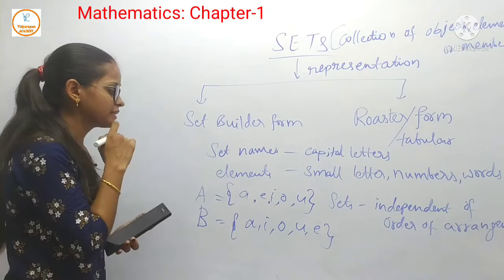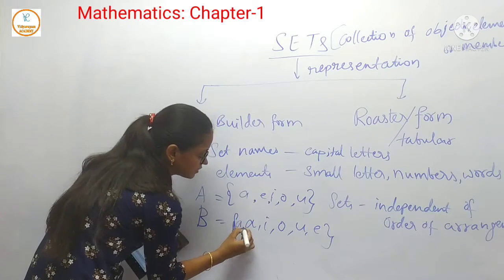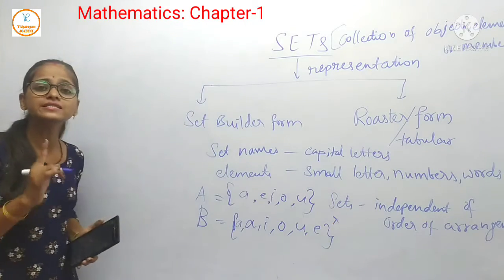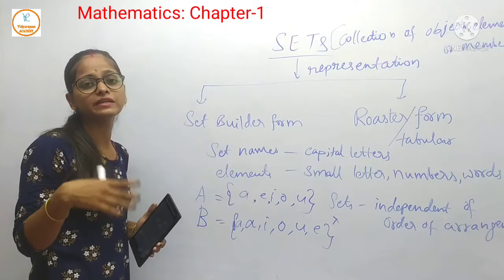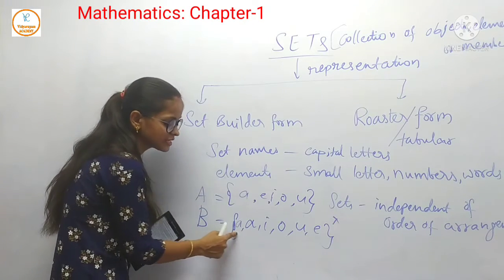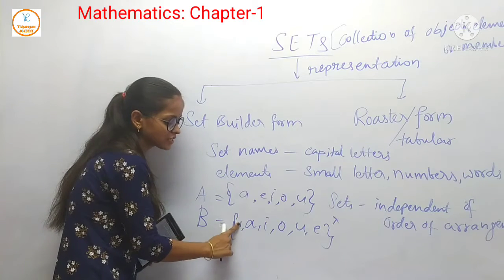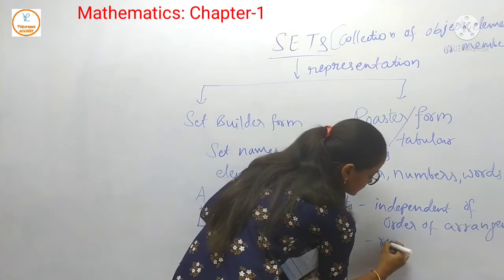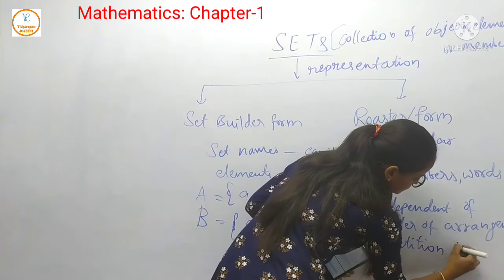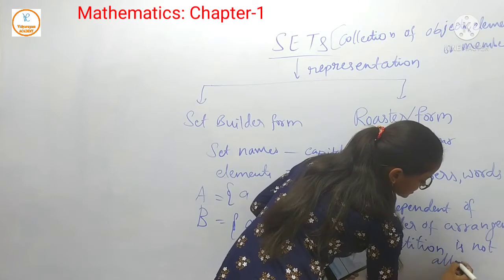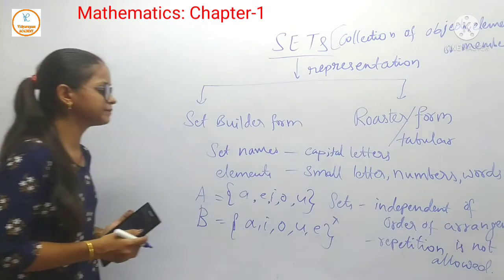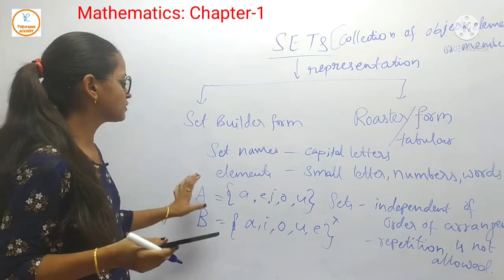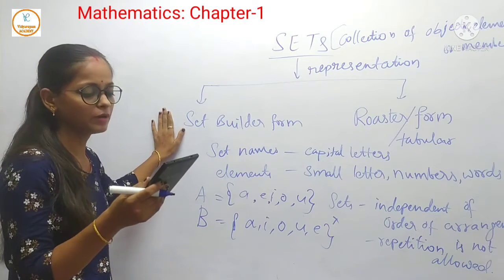And another thing, for example, I include here another letter A. Is this a correct set? This set will be wrong, because in sets no letter must be repeated. Here it is getting repeated, so this is a wrong set. If I remove this, then it will be the correct set. That means repetition is not allowed in sets. So these are some fundamental concepts in this chapter, and this is the set builder form.